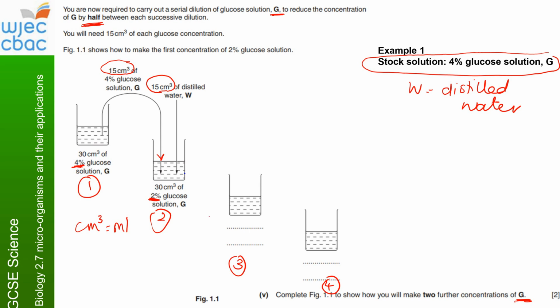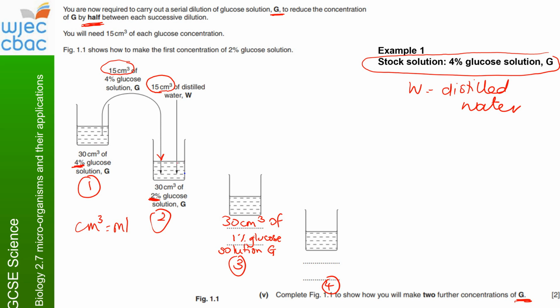So, how do I get it half again? Half of 2 would be 1% down here. So I want to make a 1% glucose solution. Have a little think about it. If you think that you can do it yourself, can you write on what you would put into this beaker to make 30 cubic centimetres, that's the volume I want, of 1% glucose solution. Pause the video and have a go yourself.